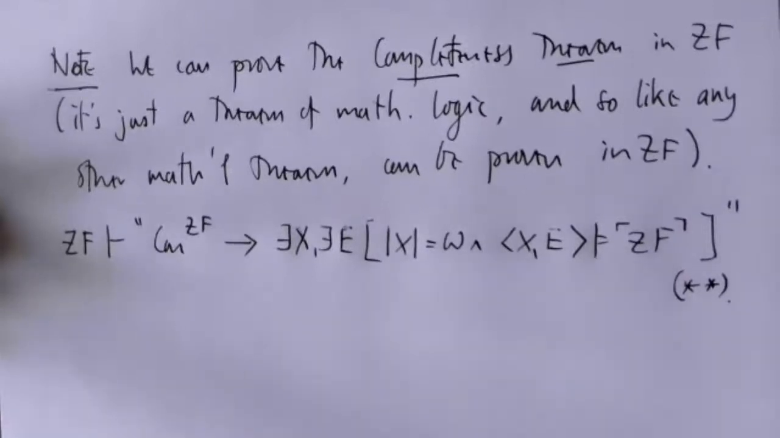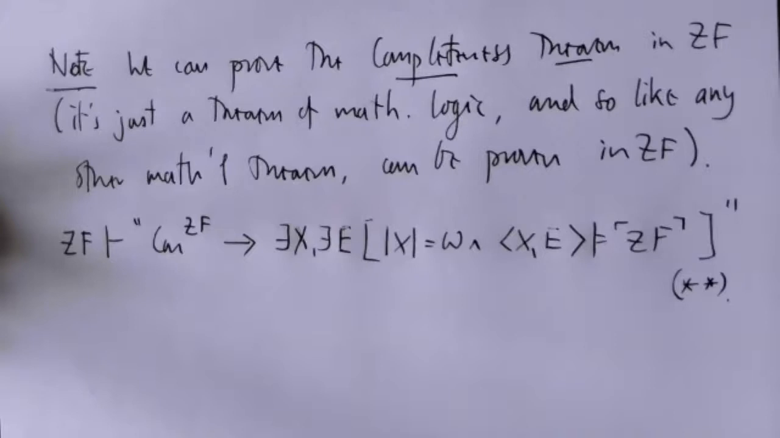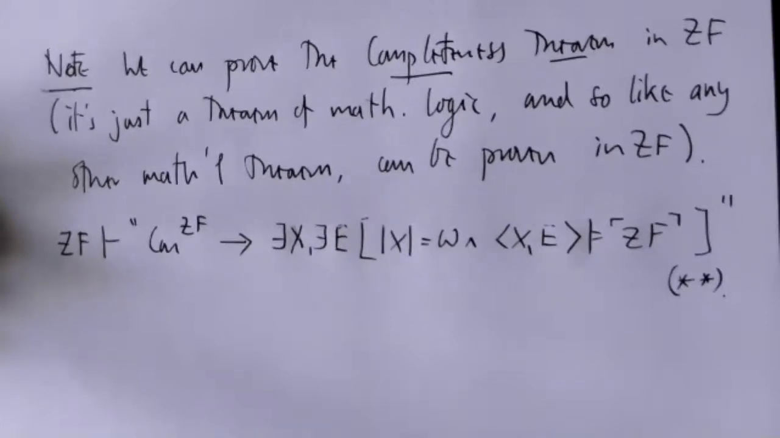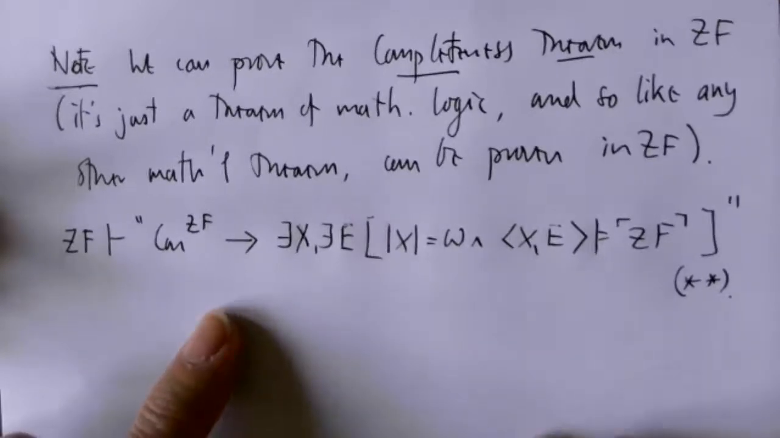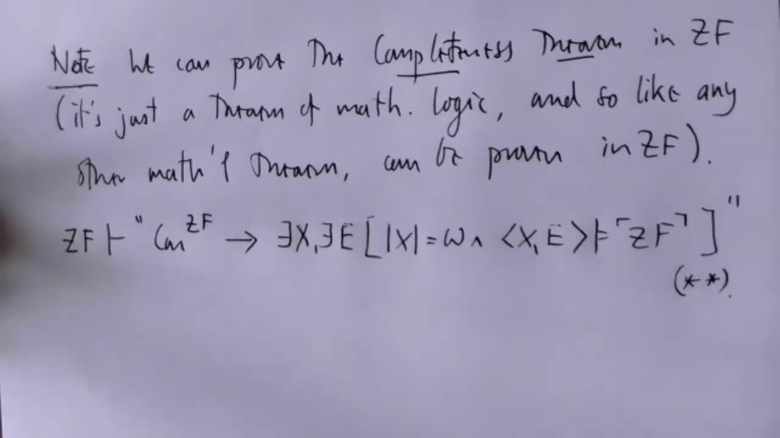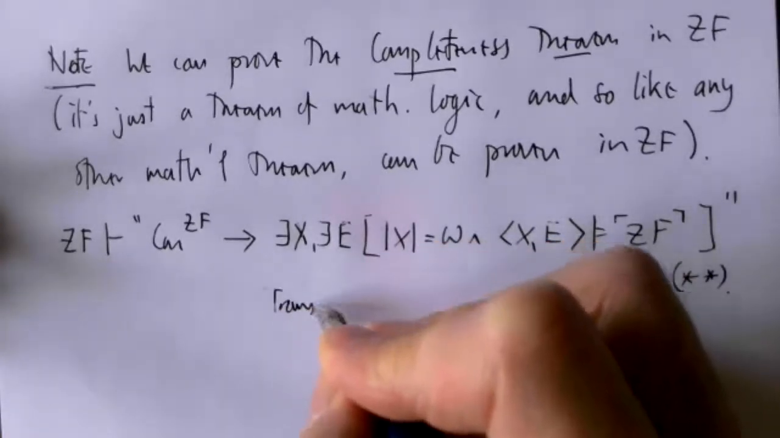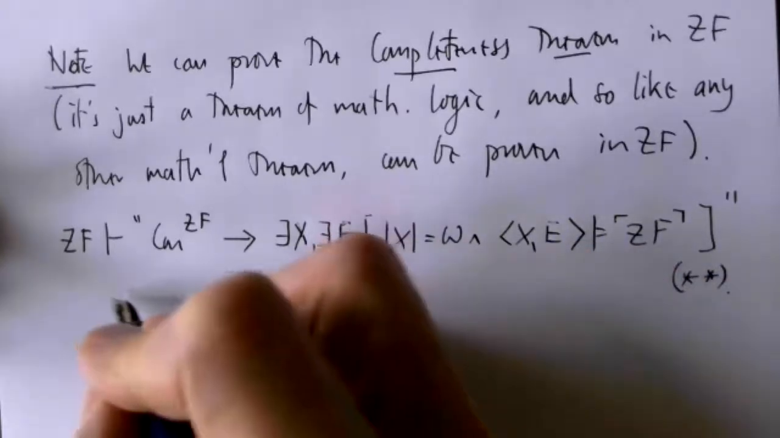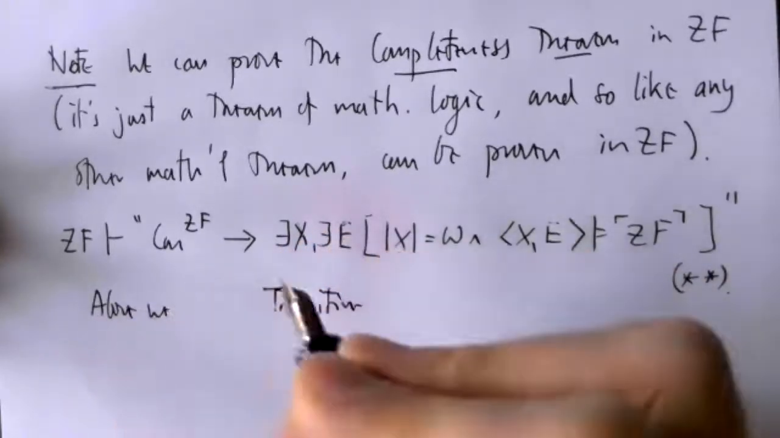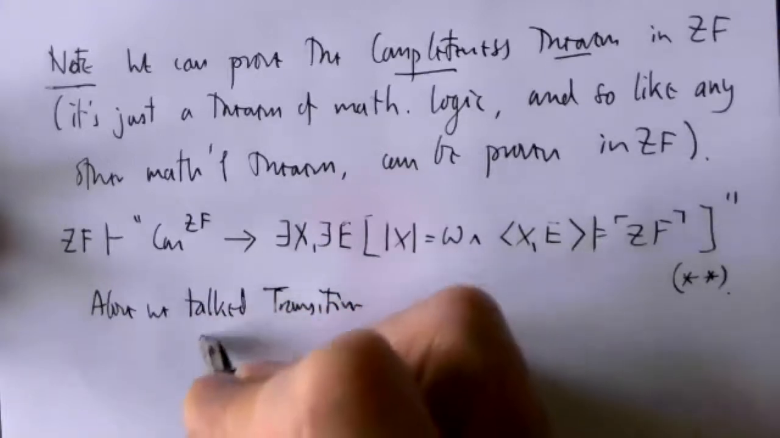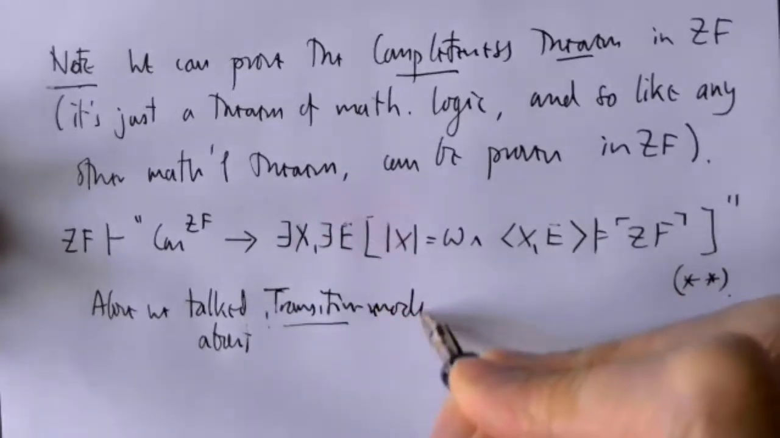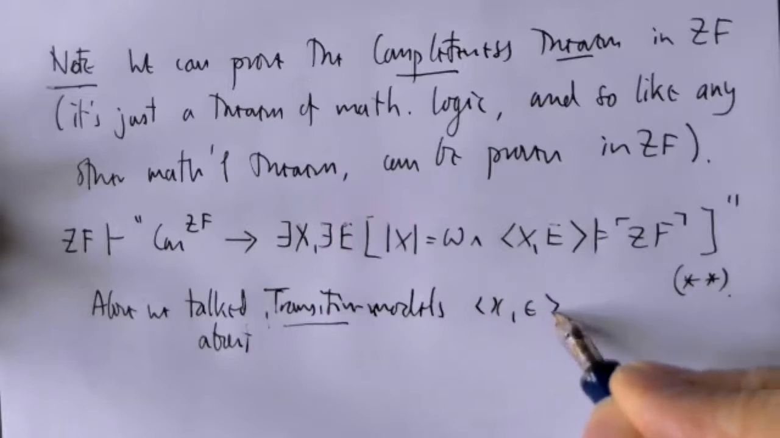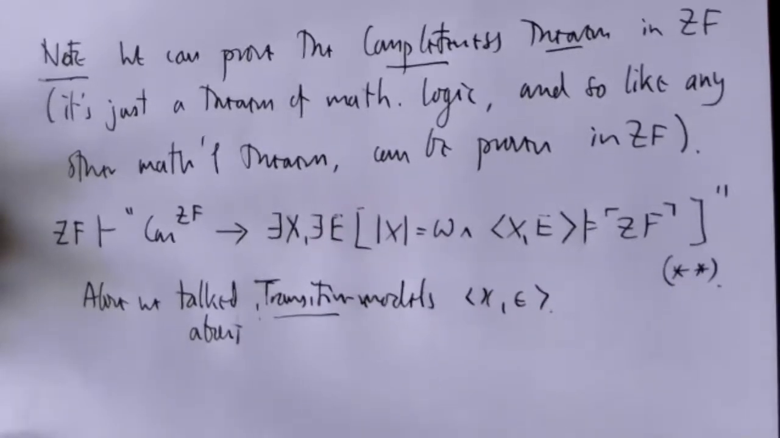But isn't this just contradicting what we just did? Well, the answer is no. What we just did was talk about transitive models. So we talked about transitive models, X epsilon. And that's not what the completeness theorem provides.